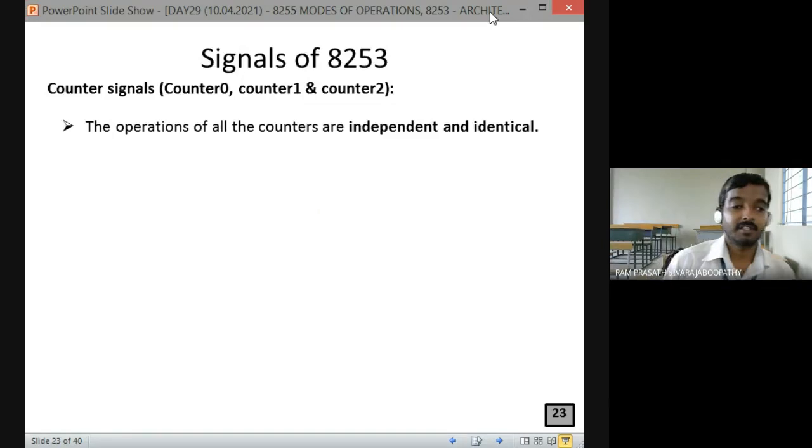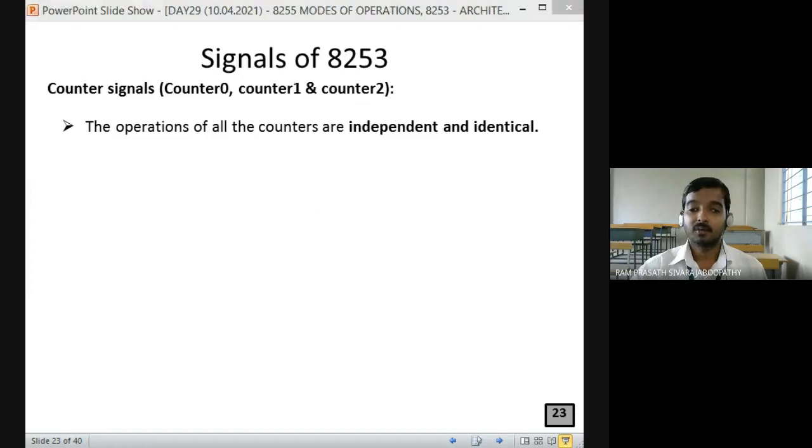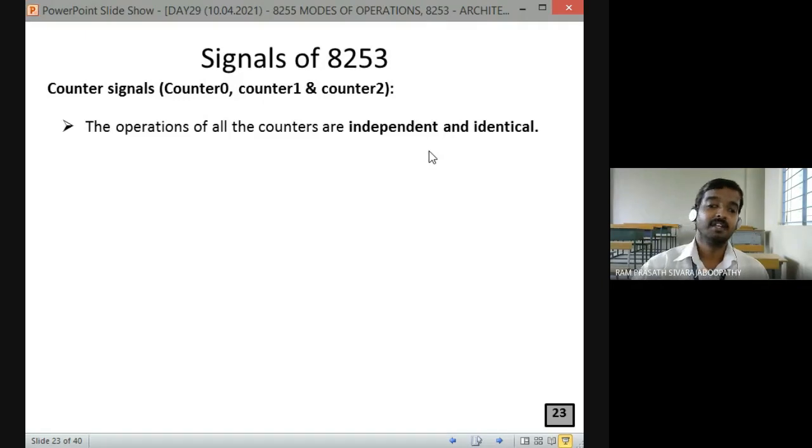Here the operation of all counters is independent and identical. What does it mean? எல்லா கவுண்டரும் நமக்கு ஒரே மாதிரி தான் ஒர்க் ஆகும். ஆனா ஆபரேஷன் டிஃபரெண்டா இருக்க முடியும். That means counter 0 I may have configured in mode 0, counter 1 in mode 3, counter 2 in mode 5. That means the modes of operation of counters can be independent. அதே மாதிரி separate count values can be loaded in count 0, count 1 and counter 2.